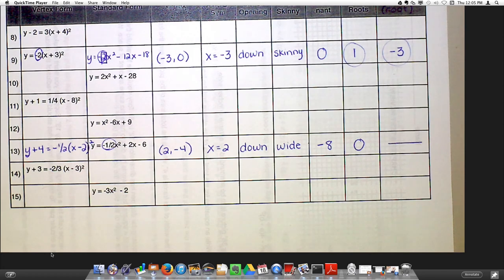Like I said, I gave you all of these because I wanted you to practice it over and over again until you knew what to do in your sleep. But I don't want you to spend all your time here.